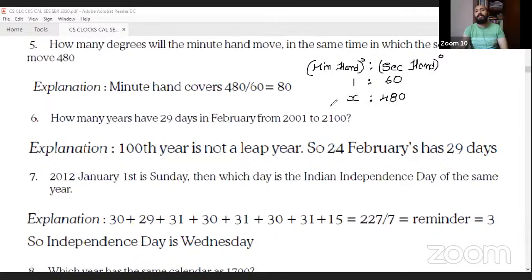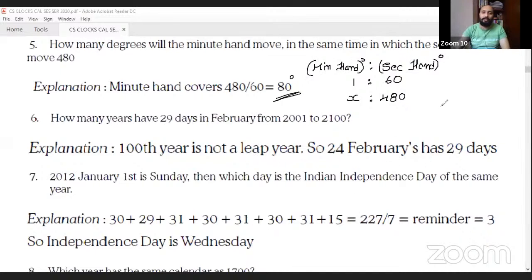With cross multiplication, you will get the answer. The x value is nothing but 480 divided by 60. The cross multiplication gives 60x is equal to 480, so you will get the answer as 8 degree here. Again, this is just the ratio they are taking. Hope you have understood this minute hand to second hand ratio. Everybody understood this, people?